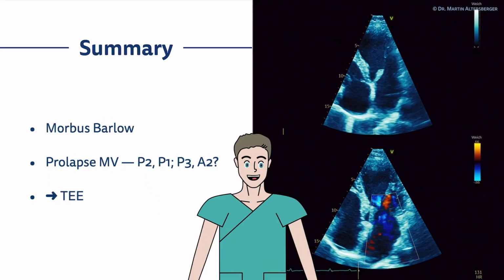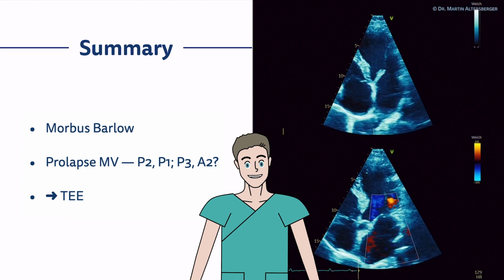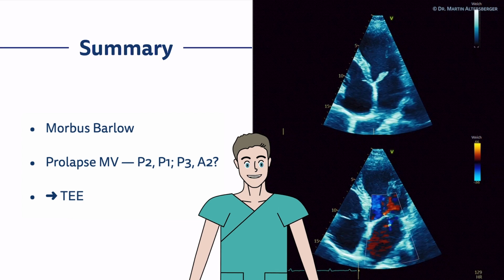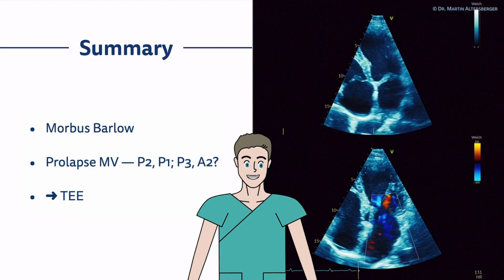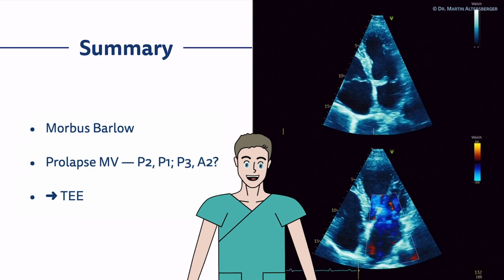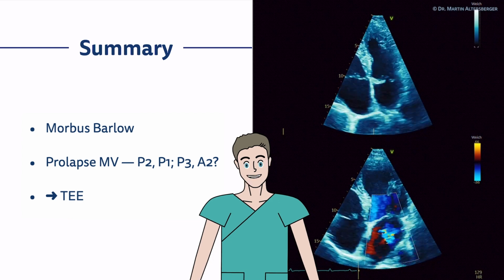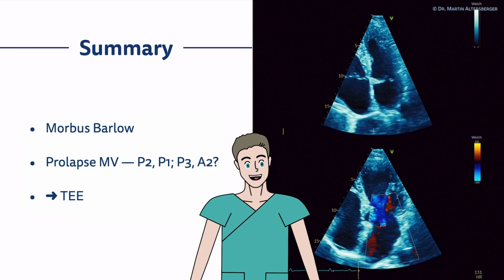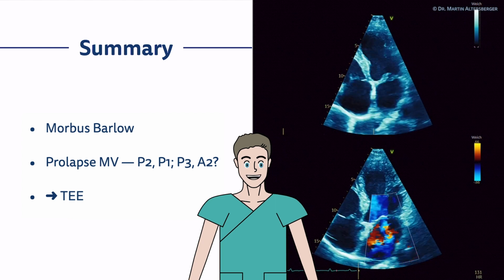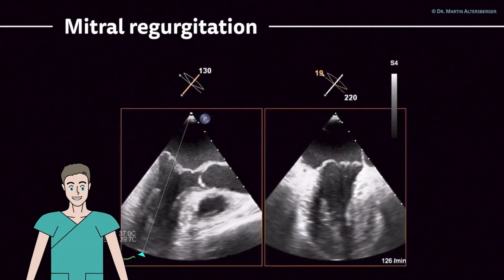So let's summarize. In this case, we have a morbus Barlow patient. We have a prolapse of the mitral valve where we figured it could be P2, P1, P3, and probably even A2, where we have this mitral regurgitation. And now we need to move on to the TEE study to actually visualize where the most prominent prolapses and the most prominent pathologies of the mitral valve are.